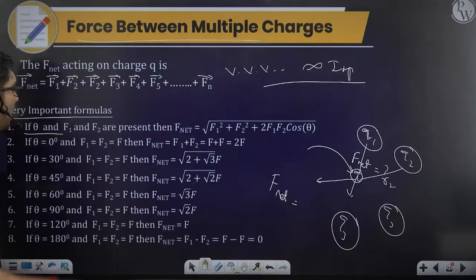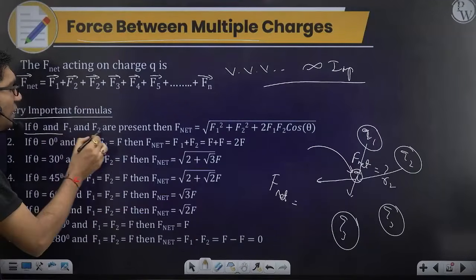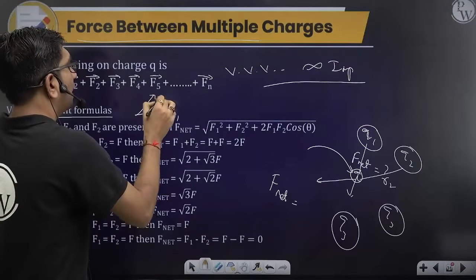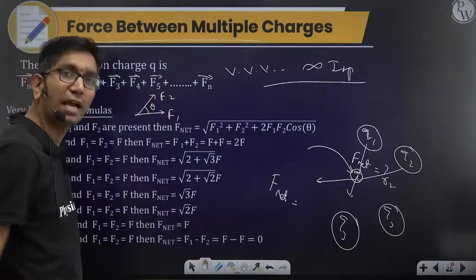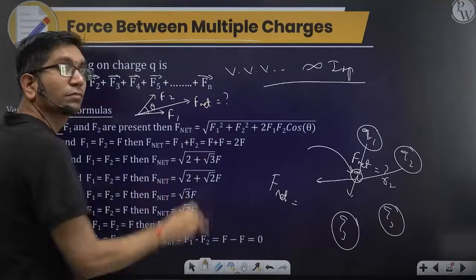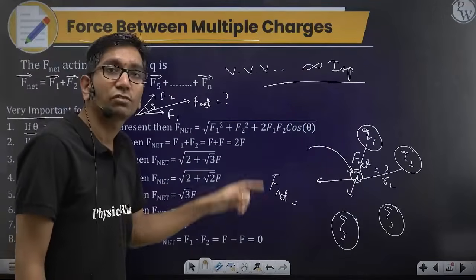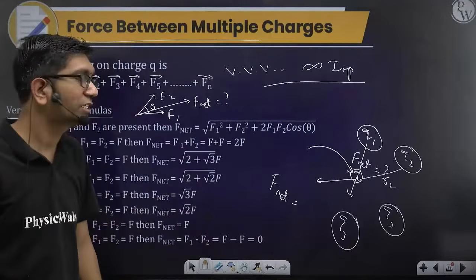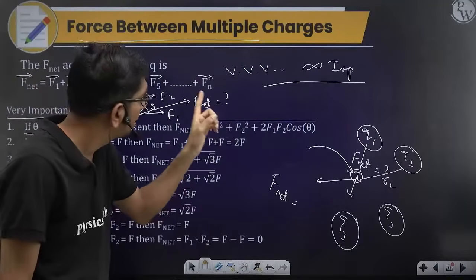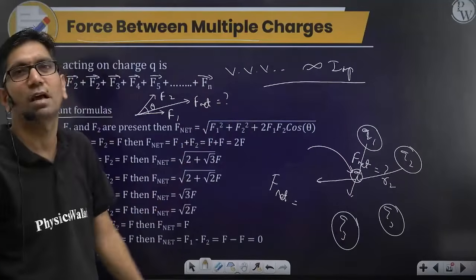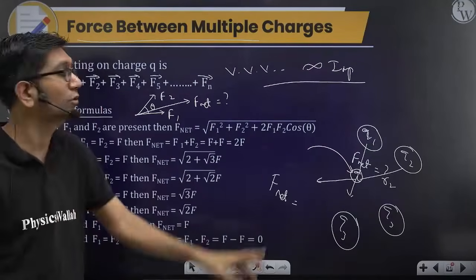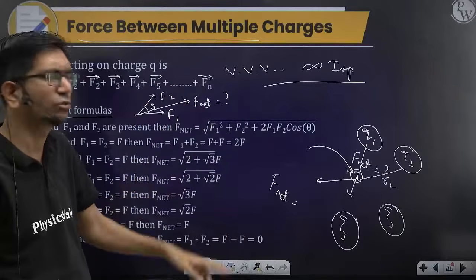If theta is present and F1 and F2 are present, okay, so like this. This is F1 and this is F2. The angle between them is theta. What is the net force? Under root of F1 square plus F2 square plus 2 F1 F2 cos theta. Okay, most of the students used to solve based on this formula, but I won't use this formula while solving the numerical. But most of the students used to do.